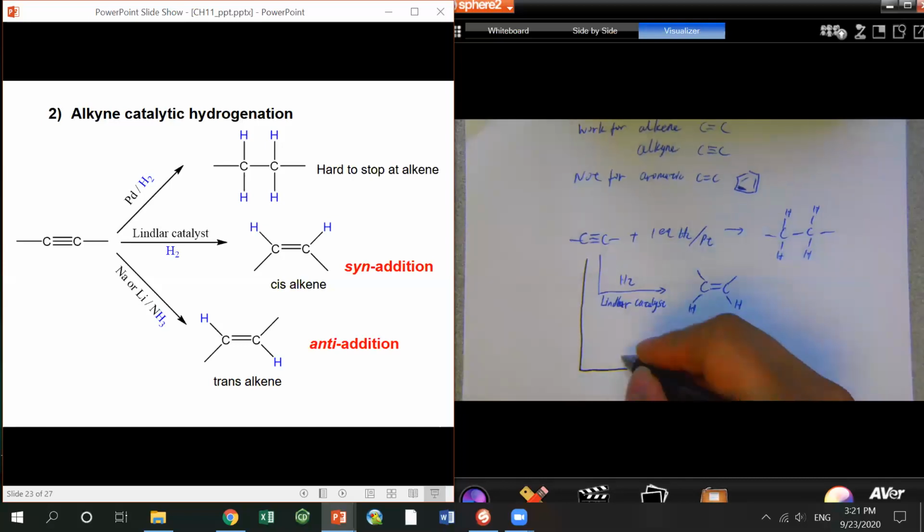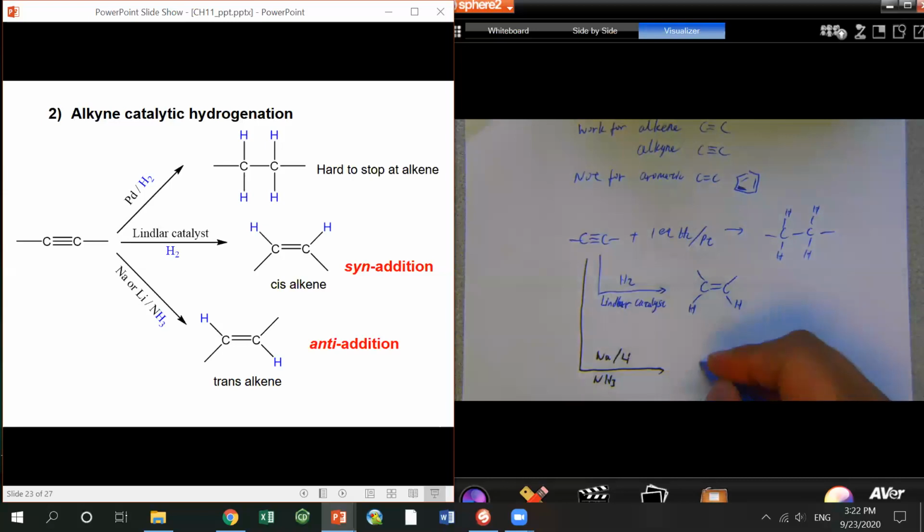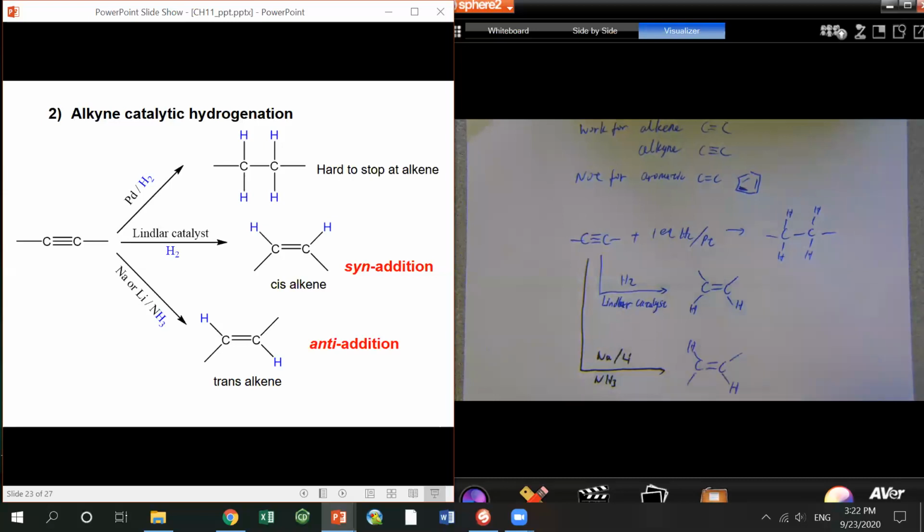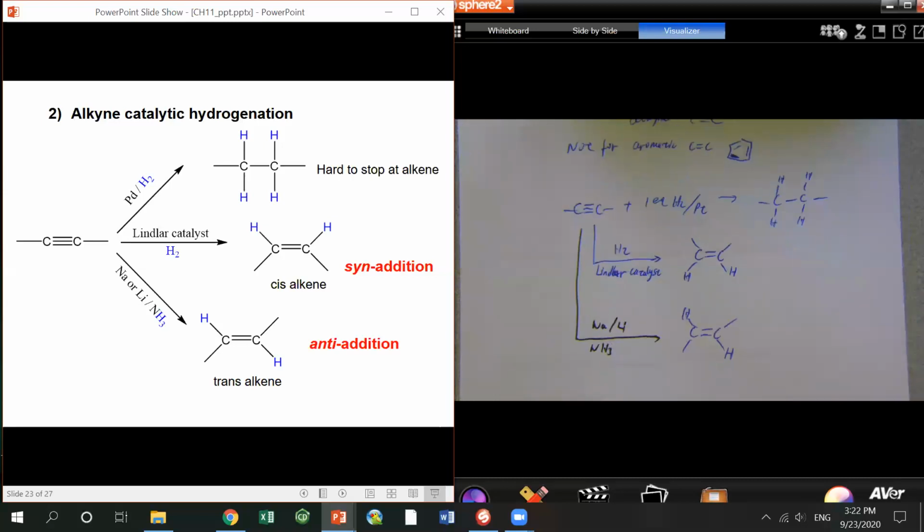We use sodium or lithium, so either is fine, dissolved in liquid ammonia. This is a very strong reducing reagent. It is a homogeneous solution, with a very nice blue color. Once you apply this reagent to your alkyne, you get the trans addition product. That is something you need to keep in mind.